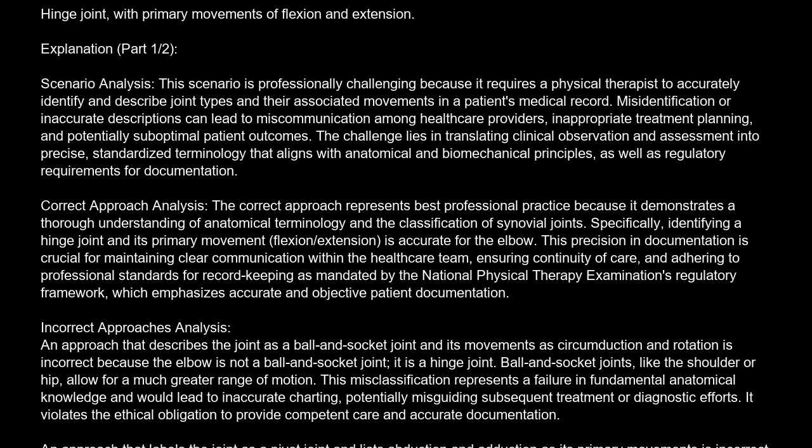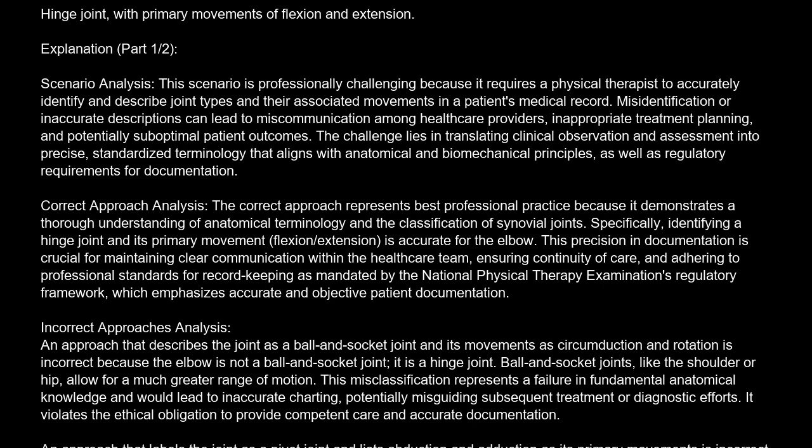Incorrect approaches analysis. An approach that describes the joint as a ball and socket joint and its movements as circumduction and rotation is incorrect because the elbow is not a ball and socket joint. It is a hinged joint. Ball and socket joints, like the shoulder or hip, allow for a much greater range of motion. This misclassification represents a failure in fundamental anatomical knowledge and would lead to inaccurate charting, potentially misguiding subsequent treatment or diagnostic efforts. It violates the ethical obligation to provide competent care and accurate documentation.